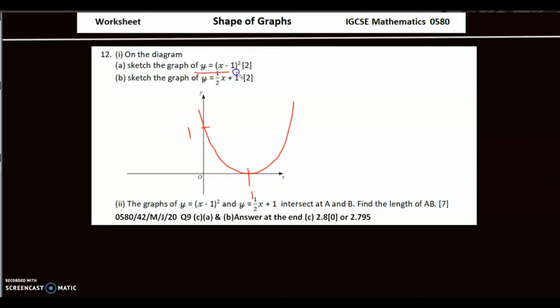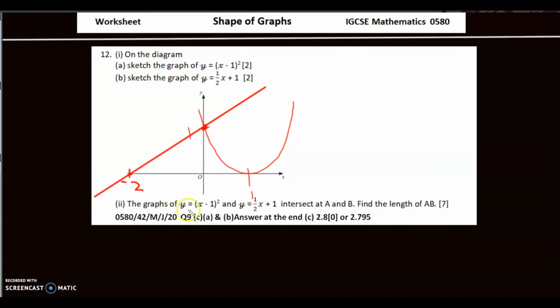Then I have to sketch the graph for this. So again, I'll use x equals 0. When x is 0, y is 1. So 1 point will be here. And when y is 0, then this 1 will come to this side. Minus 1 times 2 will be minus 2. So when y is 0, x will be minus 2. So somewhere over here. And now I'll join these 2 points with a straight line. So I have the graph of both part A and part B.